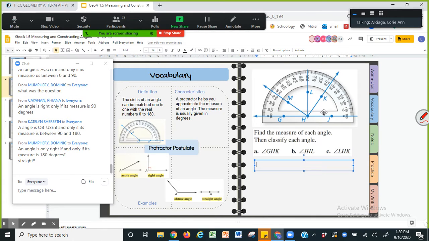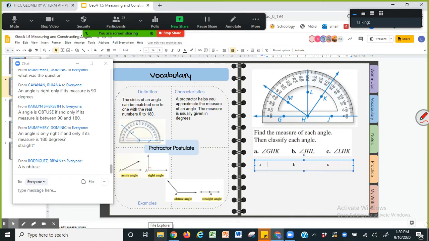So for letter A, you're going to classify that angle. Your choices are those that were defined by your classmates. You will say whether it's acute, obtuse, right, or straight. Okay, so whenever you're ready. A is obtuse, according to Brian. Yes, Brian, that's right.